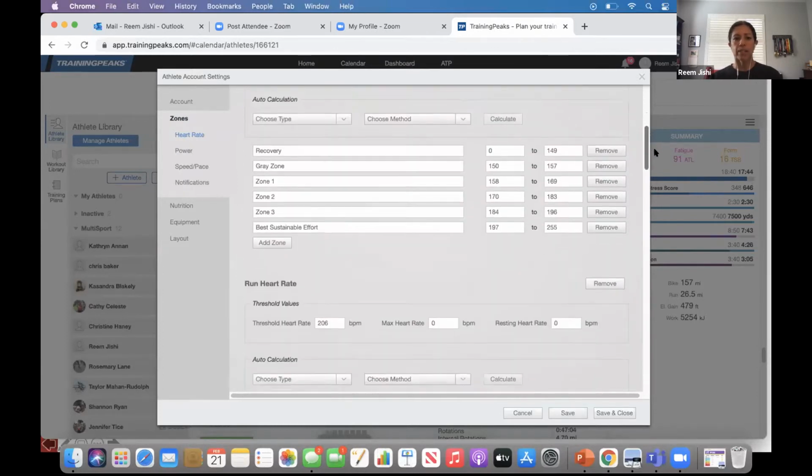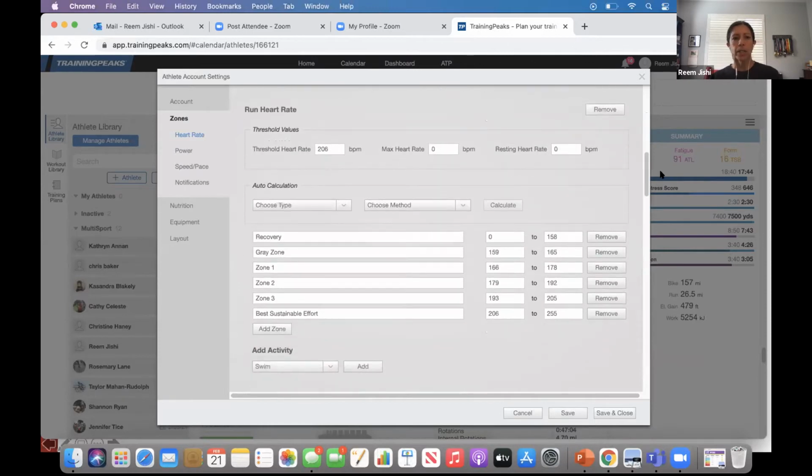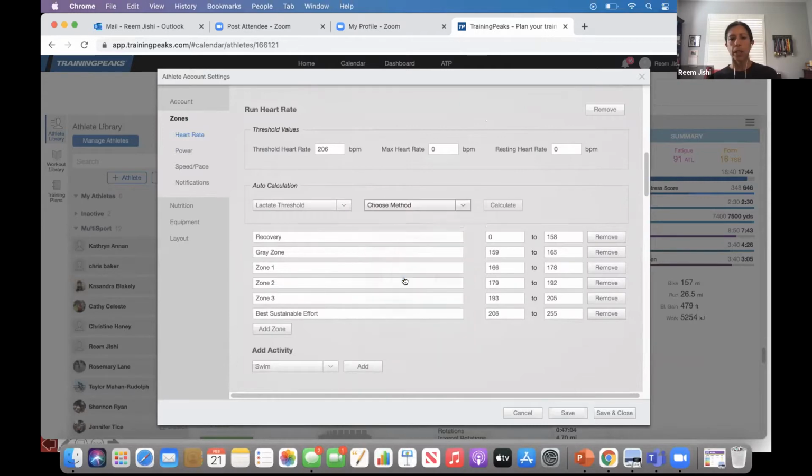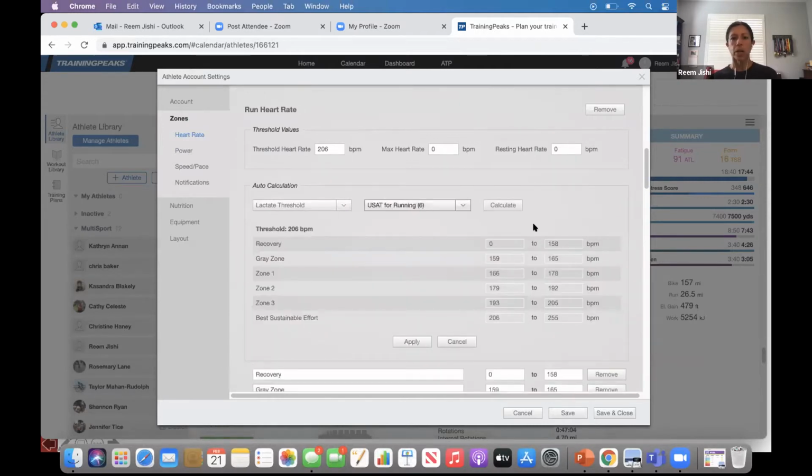You should have in here, in your heart rate, where you have your threshold. I have a super high threshold. My run threshold is 206. It's not normal, but it is my normal. And the zones are calculated based on ranges. So in Training Peaks you put in threshold, you put in type, lactate threshold, you put in running, and your coach should have done this for you. It will automatically calculate what your zones are based on these numbers.